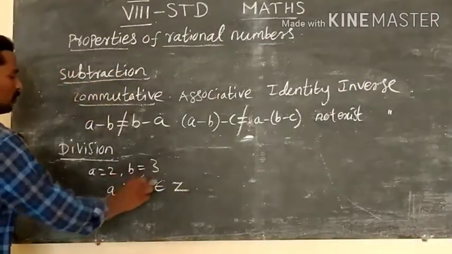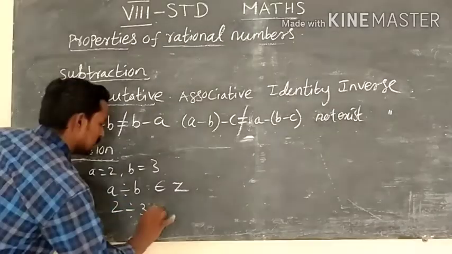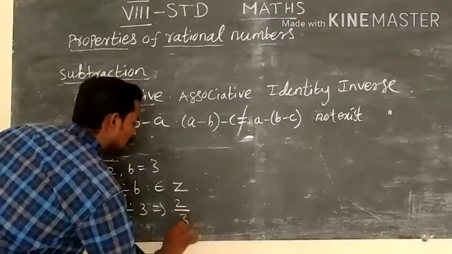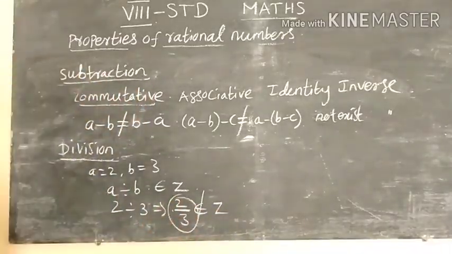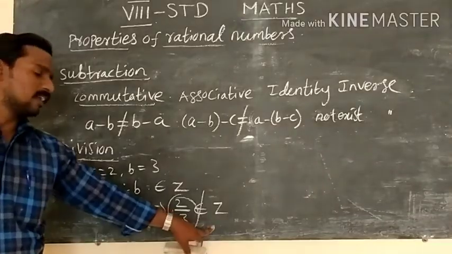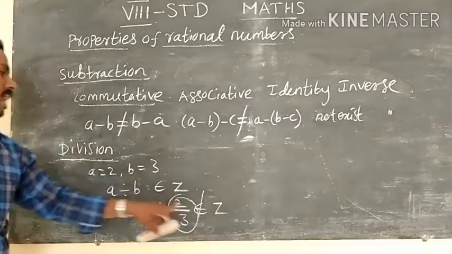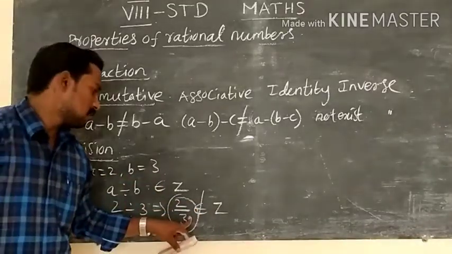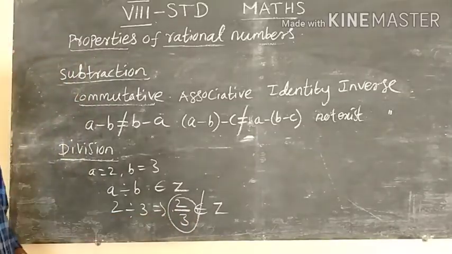Okay, the two numbers. So check 2 divided by 3. This is equal to 2 divided by 3. This does not belong to Z, because 2 by 3 is a rational number. This belongs to Q only. When I select two numbers from the integers, the answer should also be an integer. But here the answer is a rational number type. This is not closure.